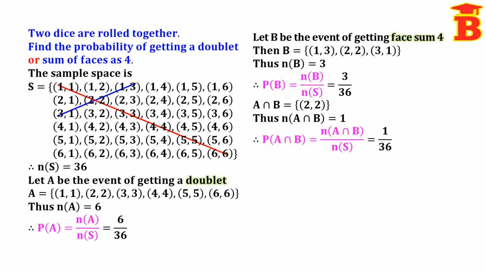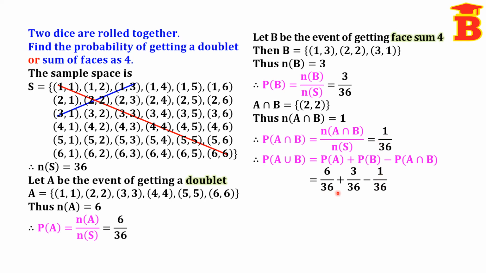Now see the question. We have to use the formula A union B. So P of A union B equal to P of A plus P of B minus P of A intersection B. We have all the values. Just take and substitute the values. P of A is 6 by 36. P of B is 3 by 36. Minus P of A intersection B is 1 by 36.